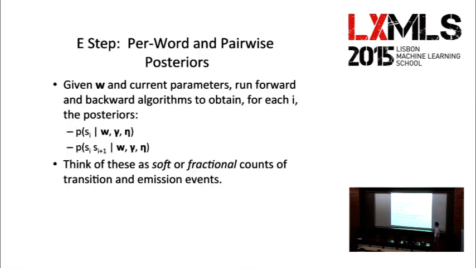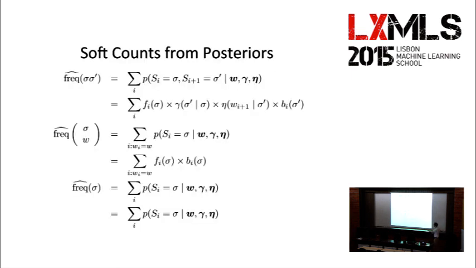Okay, so to do this, we can run the forward and backward algorithms to obtain these posteriors. Think of them as soft or fractional counts. And then once we have them, these are just the formulas. If you want to go back and look at them later, I'm going to call these soft frequencies and put a hat over them because you're estimating the frequency. You don't actually know how many times each one happened. You're using the posterior probabilities, which can be calculated with forward and backward, just like before, to get the expected frequency of sigma to sigma prime, or the expected frequency of sigma emitting the word W. And you're going to renormalize these by the total expected frequency of having been in each state.